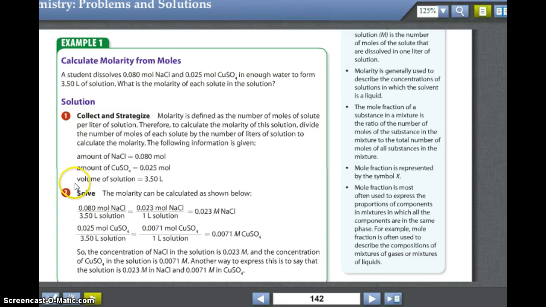So here's your information. And so we'd say, okay, we have 0.08 moles of NaCl sitting in 3.5 liters of solution. And when we do that, we end up with 0.023. So if you put in your calculator 0.08 divided by 3.5, you're going to get 0.023, and that's moles of sodium chloride in 1 liter.